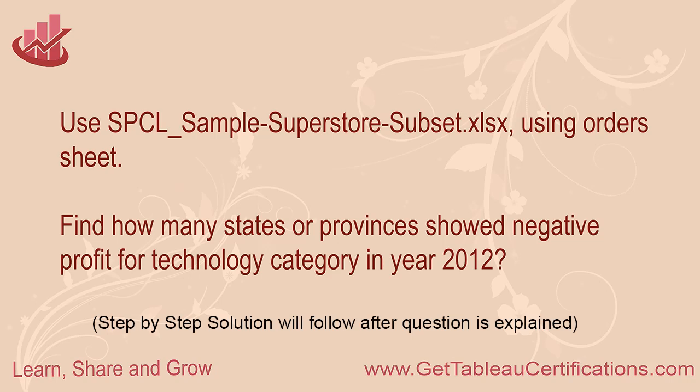So by reading the question, it's very clear that we need to sort the data, and we need to find all provinces or the states which have a negative profit for technology category in year 2012. So the filters that we have to use are the year as well as the technology product category.